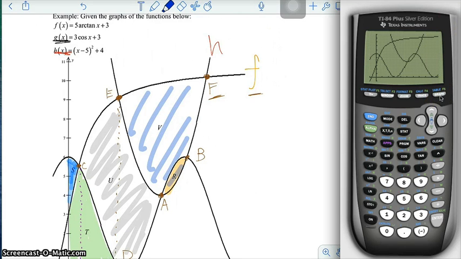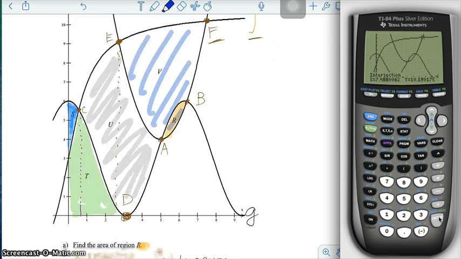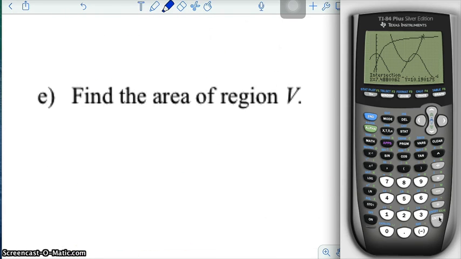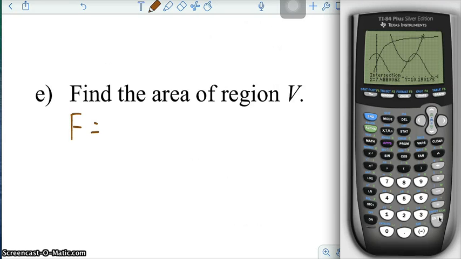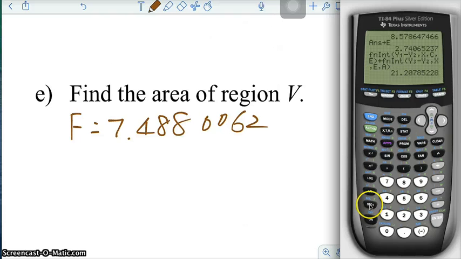Go back to the graph. Intersection. We want F and H again, and this time it's going to be on the other side of the curve, somewhere right here. Enter. Then we will find out F equals 7.48800062. Then let's get out and store this as F. Enter.